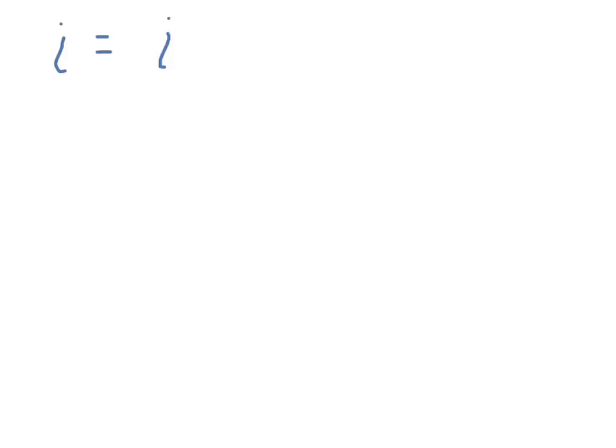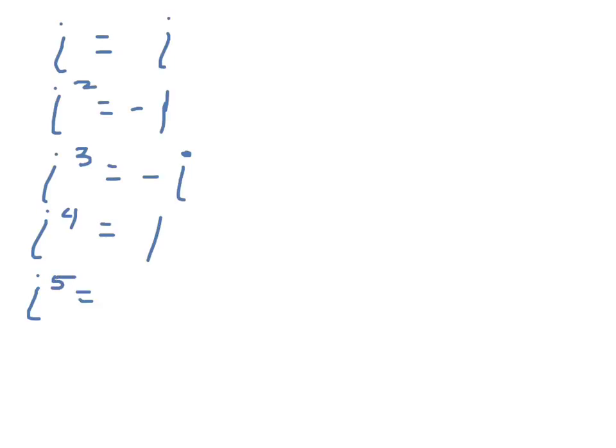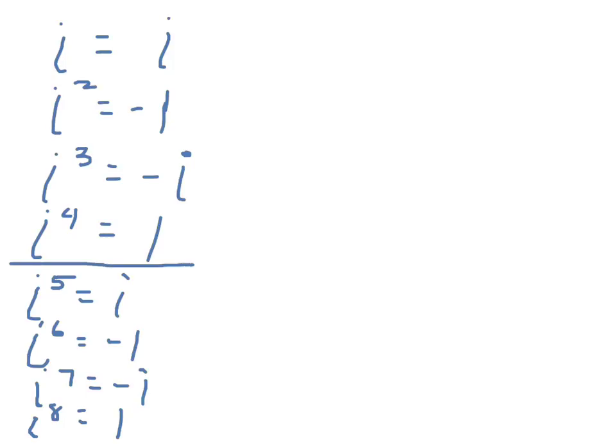i itself equals i. i squared was equal to negative 1. i to the 3rd was equal to negative i. i to the 4th was equal to positive 1. And then she said it started repeating itself. i to the 5th, you said was i. i to the 6th was equal to negative 1. i to the 7th would have been equal to negative i. And i to the 8th equaled positive 1. And I can keep going, right? That's the way the pattern works.